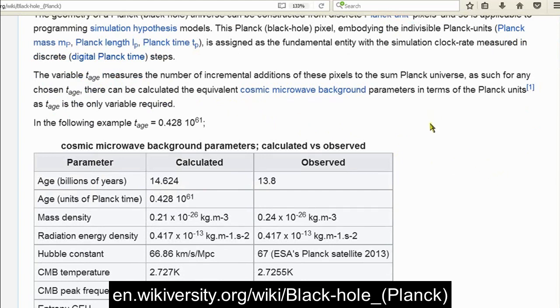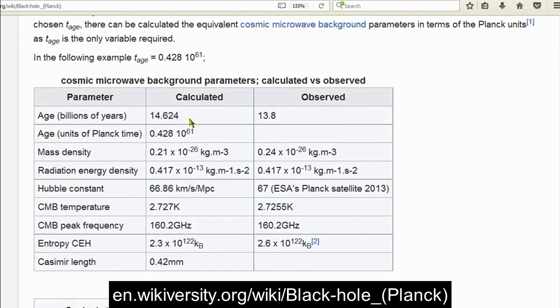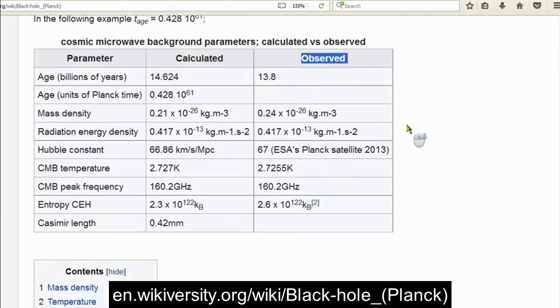Although we're just adding Planck units, without particles, a 14.6 billion year old Planck universe resembles the cosmic microwave background of our universe to within 5%, which is about the proportion of particle matter. Yet the only variable that we are using is the simulation clock itself, this TH. In this table, 10 to the 61 Planck pixels have been added since simulation start. This is equivalent to 14.6 billion years. Here are the calculated values and the observed values of the cosmic microwave background.